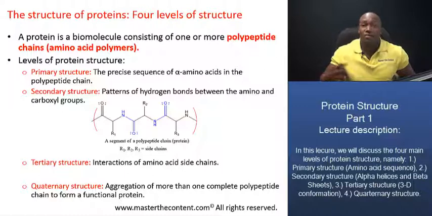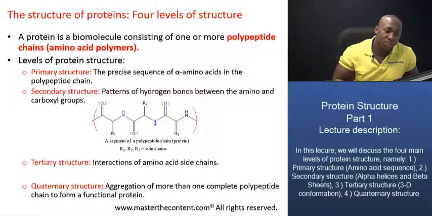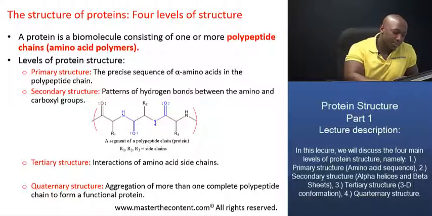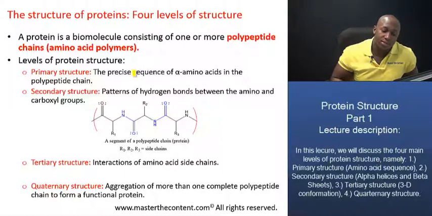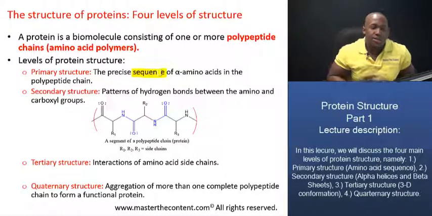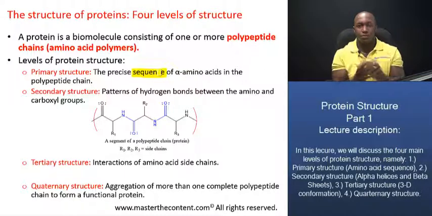Now, there are four main levels of protein structure, obviously. So there's the primary level of structure, which I already briefly talked about. It refers to the exact sequence, the order of amino acids in a polypeptide chain. The secondary structure, on the other hand, refers to the patterns that are formed as a result of hydrogen bonding in the backbone of the polypeptide chain. And I'll explain what I mean by that.